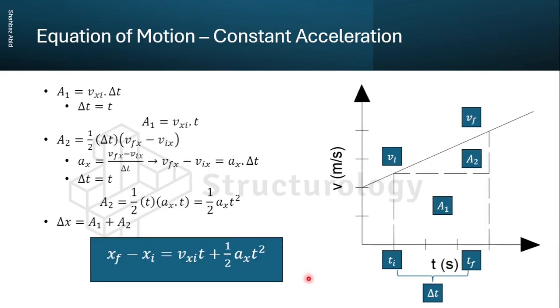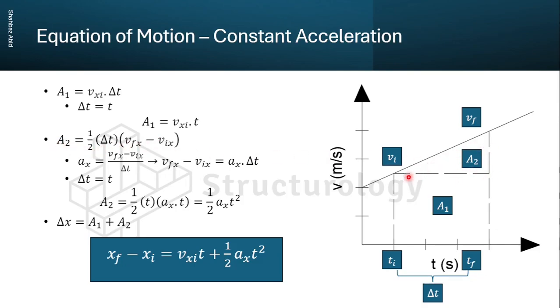To derive the second equation of motion for constant acceleration, let us consider the same velocity versus time graph. We know that the displacement is equal to the area under the velocity versus time graph. So let us divide this area into two sub areas, which is basically a rectangle and a triangle. We can calculate A1 to be equal to initial velocity times delta t. Again, if I consider delta t to be equal to t, area 1 is going to be equal to initial velocity times t.